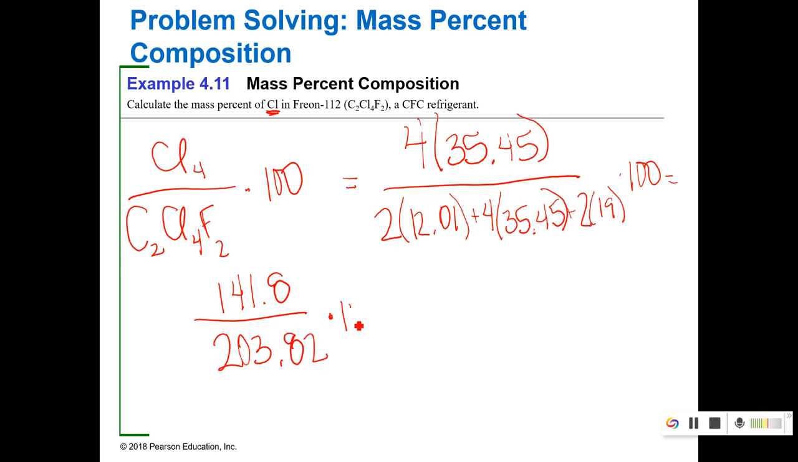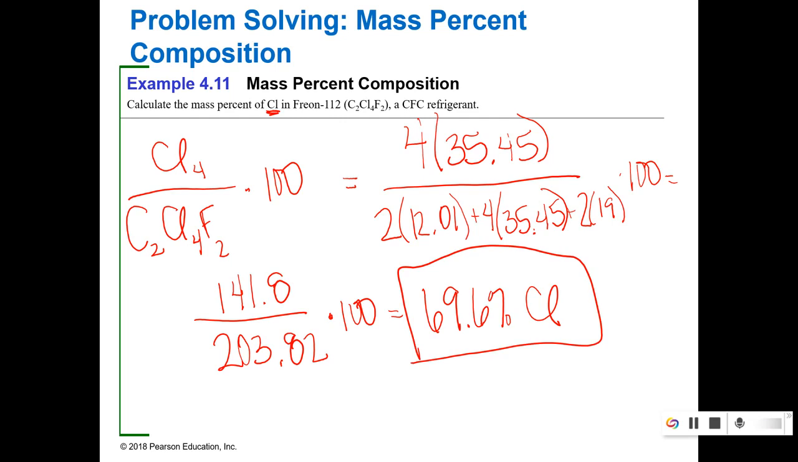And then you can plug it into the calculator. I get 69.6% chlorine of that compound, Freon 112, which is a chlorofluorocarbon. Okay, mass percent really isn't that bad. The key is you need to make sure that the element on top is the one that it asks for, but also that you account for all of them in the compound, on top and on bottom.